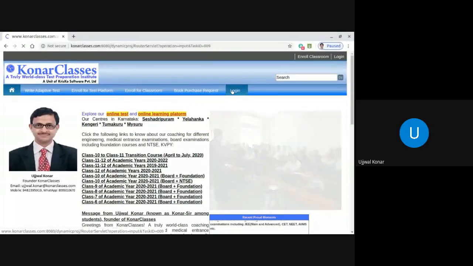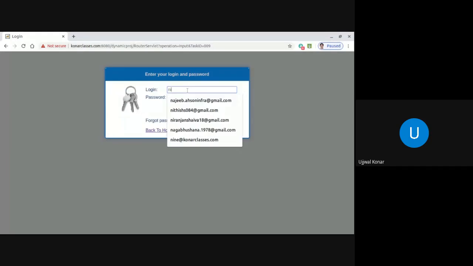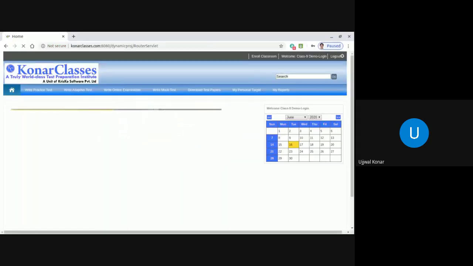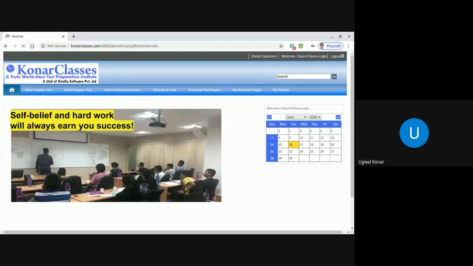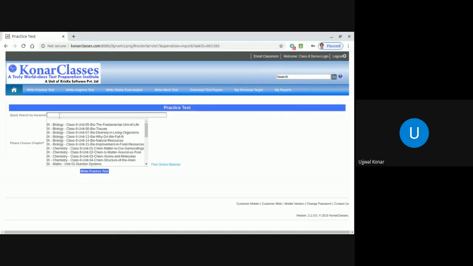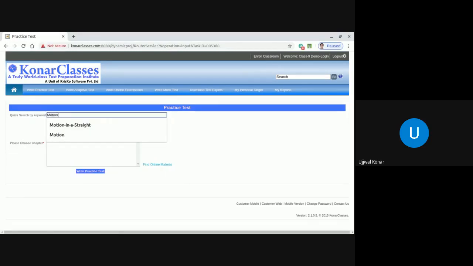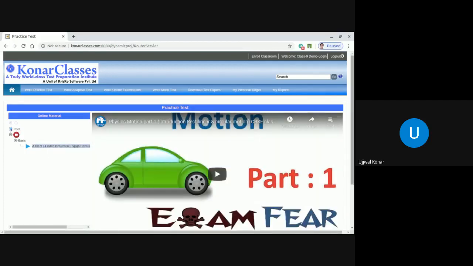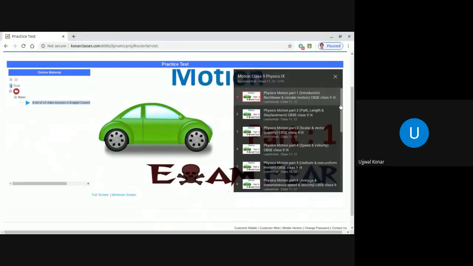Okay, great. So log in, then you go to class 9. I'm just giving a demo login here. Simple thing, just log in. And that step, what I did, you can also simplify by saving the password. After that, you just go to the practice test. Suppose you are discussing motion. Within motion, you get motion here. Find online material, just click on the plus button. Look into all these video lectures available. Got it, dear students?